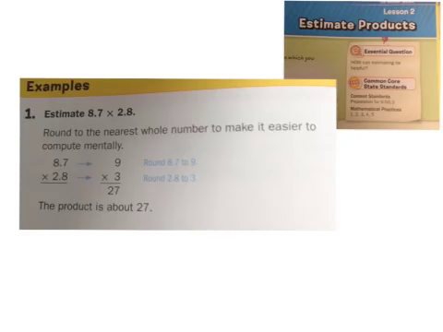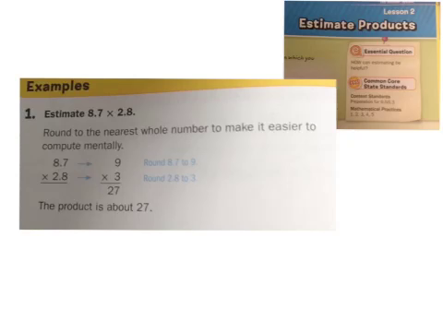The next lesson we're going to be talking about is Chapter 3, Lesson 2, Estimate Products. So we've all heard of estimation. Estimation is rounding to the nearest whole number to make it easier. We are doing this so we can easily multiply numbers. So if you look at the first example, you can follow along with me on page 186.